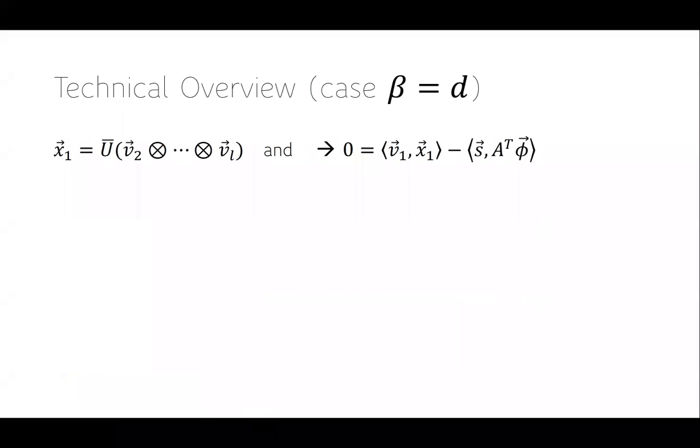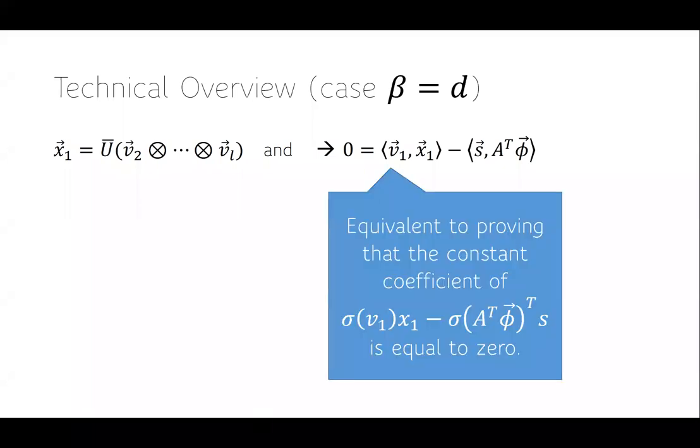So let's focus on the case beta is equal to d. So that we have these two equations to prove. And okay, so the second one, we can see that it's kind of equivalent to proving that the constant coefficient of sigma of V1 times X1 minus sigma of A transpose phi transpose S is equal to zero. Yeah, here I abuse the notation a bit because A transpose phi is a vector, but what I would do is I'll just map it to the polynomial vector and then take the transpose.